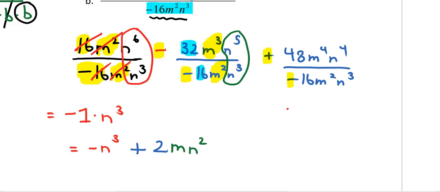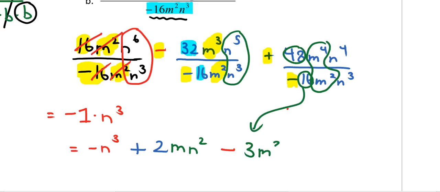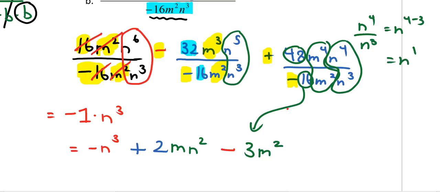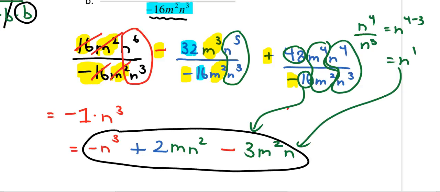Finally, I have a negative and a positive and negative, so that means the negative sign will win. 48 divided by 16, that's going to give me a value of 3. 16 goes into 48 3 times. And then I have m to the power 4 divided by m squared, so that's going to be m squared. And then n to the 4 divided by n to the power 3, which is the same thing as n to the 4 minus 3, which is just n to the power 1, so just 1 there. And there you go, that's your final answer for that question. Okay, let's move on.